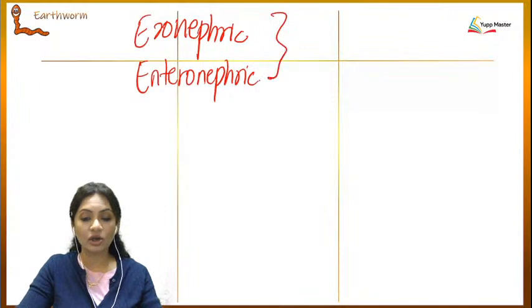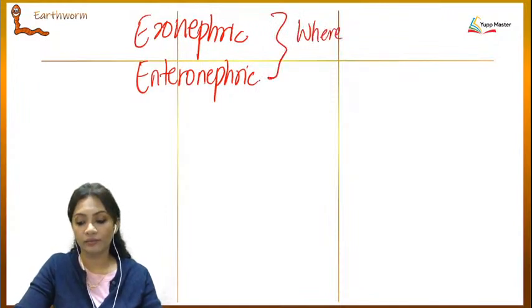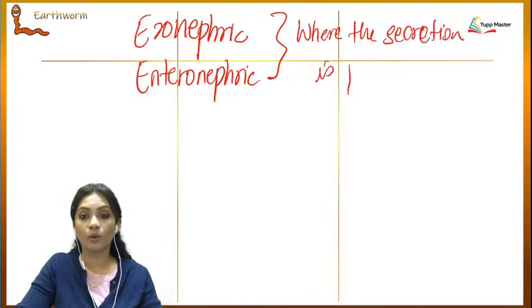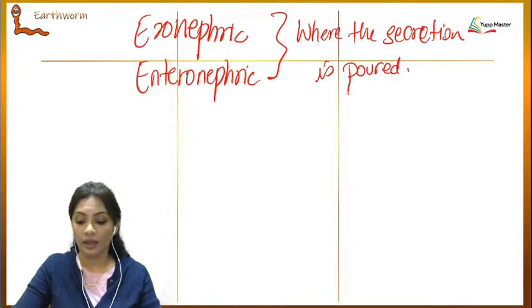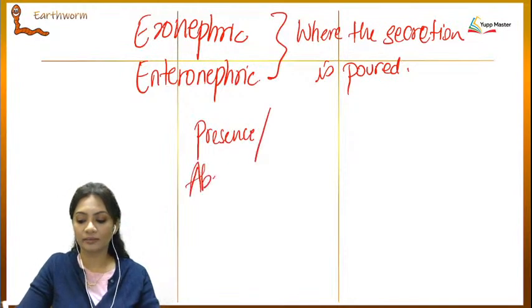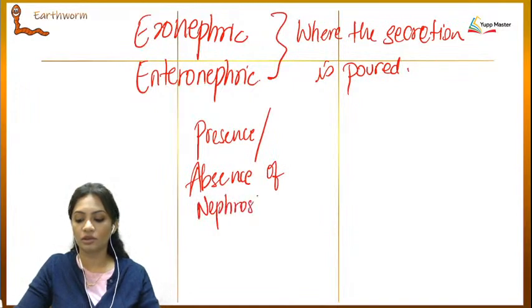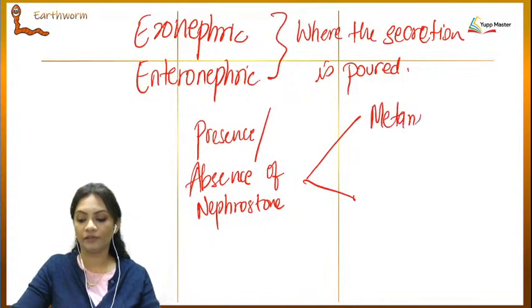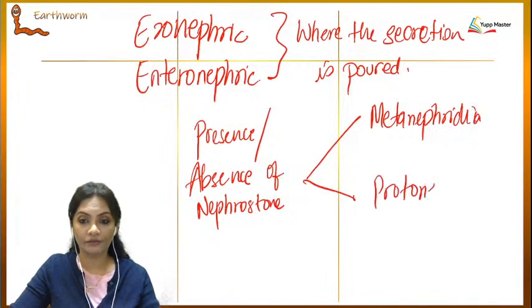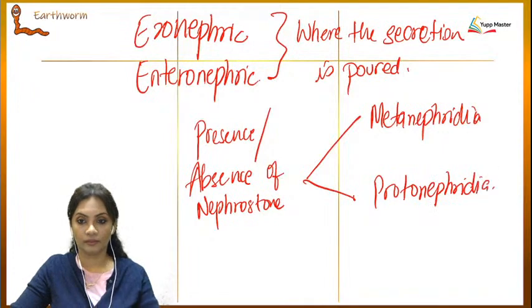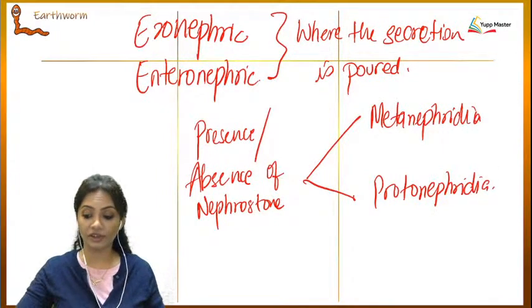Okay, what were these based on? Based on where the secretion is poured. Okay, then based on the presence or absence of, what was that called as? Nephrostome. You have 2 types. One was the metanephridia, or you have the protonephridia. Okay, so you have those 4 types of nephridia which we just studied.